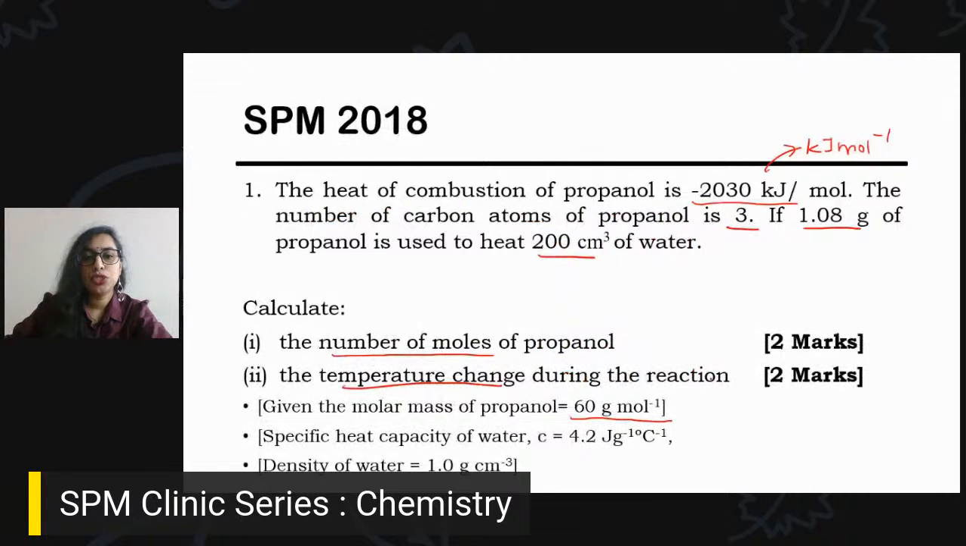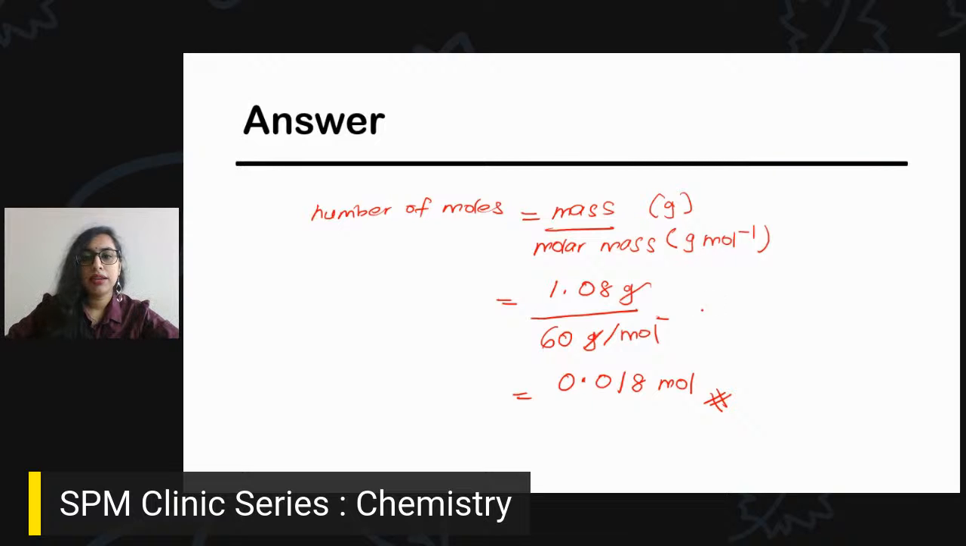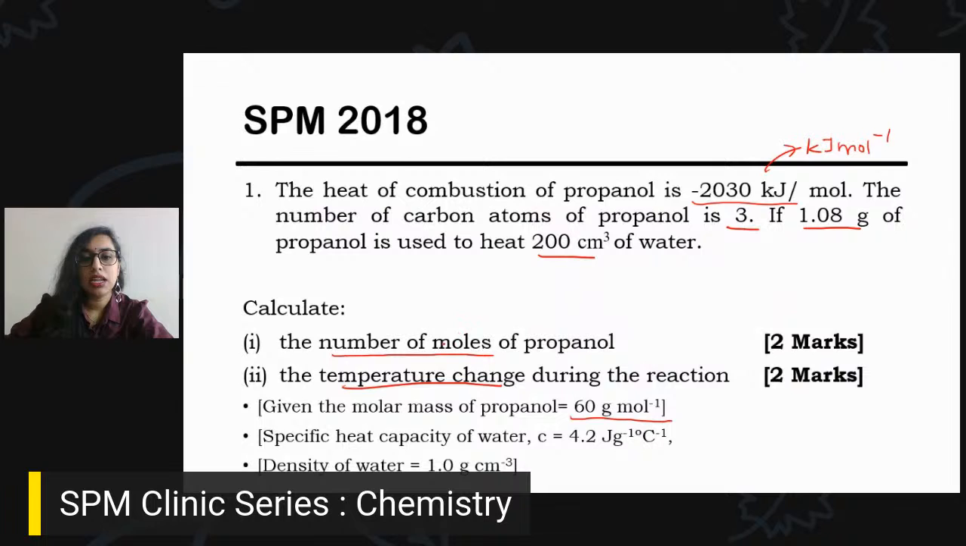Since it's 2 marks, you are going to get 1 mark over here and 1 mark for your answer. So you have to be very clear. In order for you to calculate the number of moles, the formula is mass over molar mass. Make sure the mass is in gram, and you can cancel this. So when you bring up the mole^-1 to the top, it will become mole. All right. So we have calculated the number of moles of propanol. Let's look into the second one.